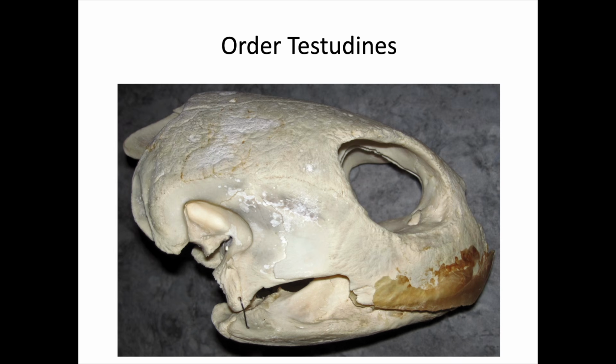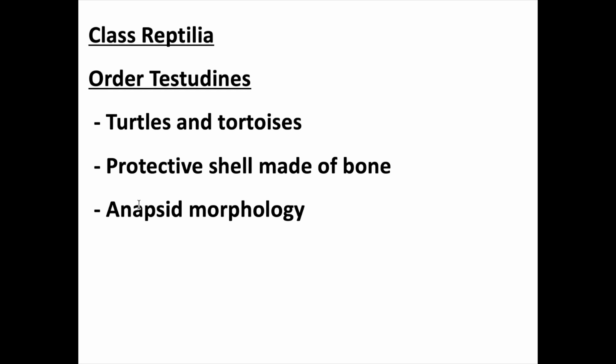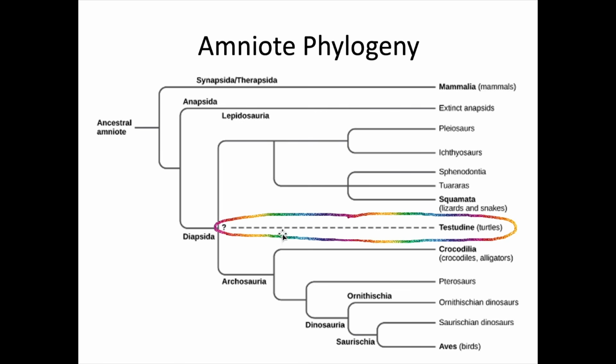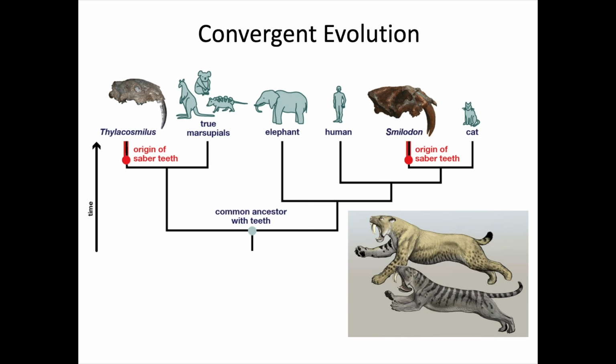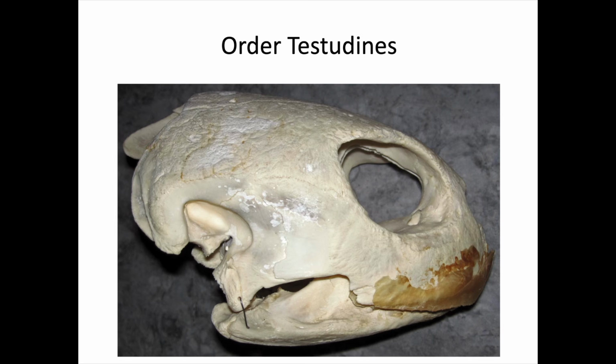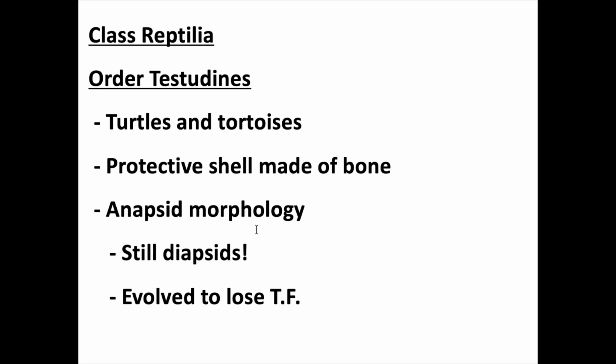Well, as it turns out, just like the snakes that have lost their limbs, these turtles have lost their temporal fenestrae. They have what's called anapsid morphology. They are not anapsids. That's a completely separate group. All these things are extinct. They've just convergently evolved. Convergent evolution. They've convergently evolved to have a similar looking skull. So the phrasing here is very precise. These are not anapsids. They have anapsid morphology. They're still diapsids. They've evolved to lose these temporal fenestrae.